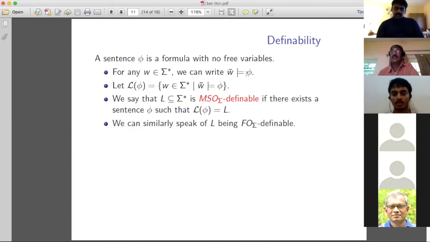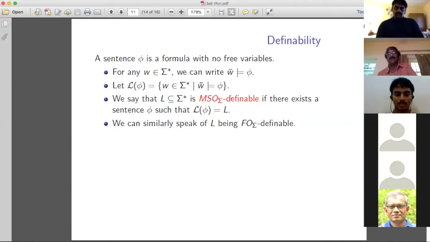So in general, you can say that the language of the sentence is the set of all words such that the associated structure satisfies the sentence. This is what we usually call mod phi, right? Mod phi is now a language. And so in this sense, you take a sentence of this particular logic, whether it's FO or MSO, you can associate a language with it.